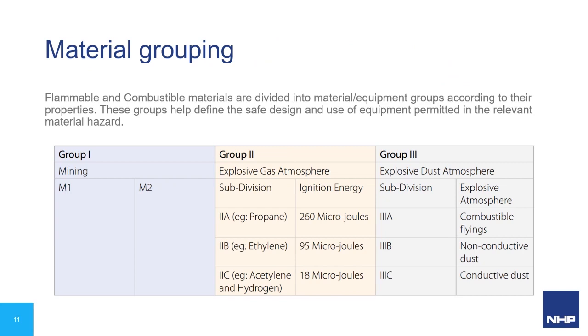So group 2 is for explosive gas atmospheres, and they split this then up into 3 subgroups in order of the amount of energy required to ignite the mixture. So you can see there, 2C is the most volatile with the lowest ignition energy of 18 microjoules, with 2A for things like propane and that requiring 260 microjoules.